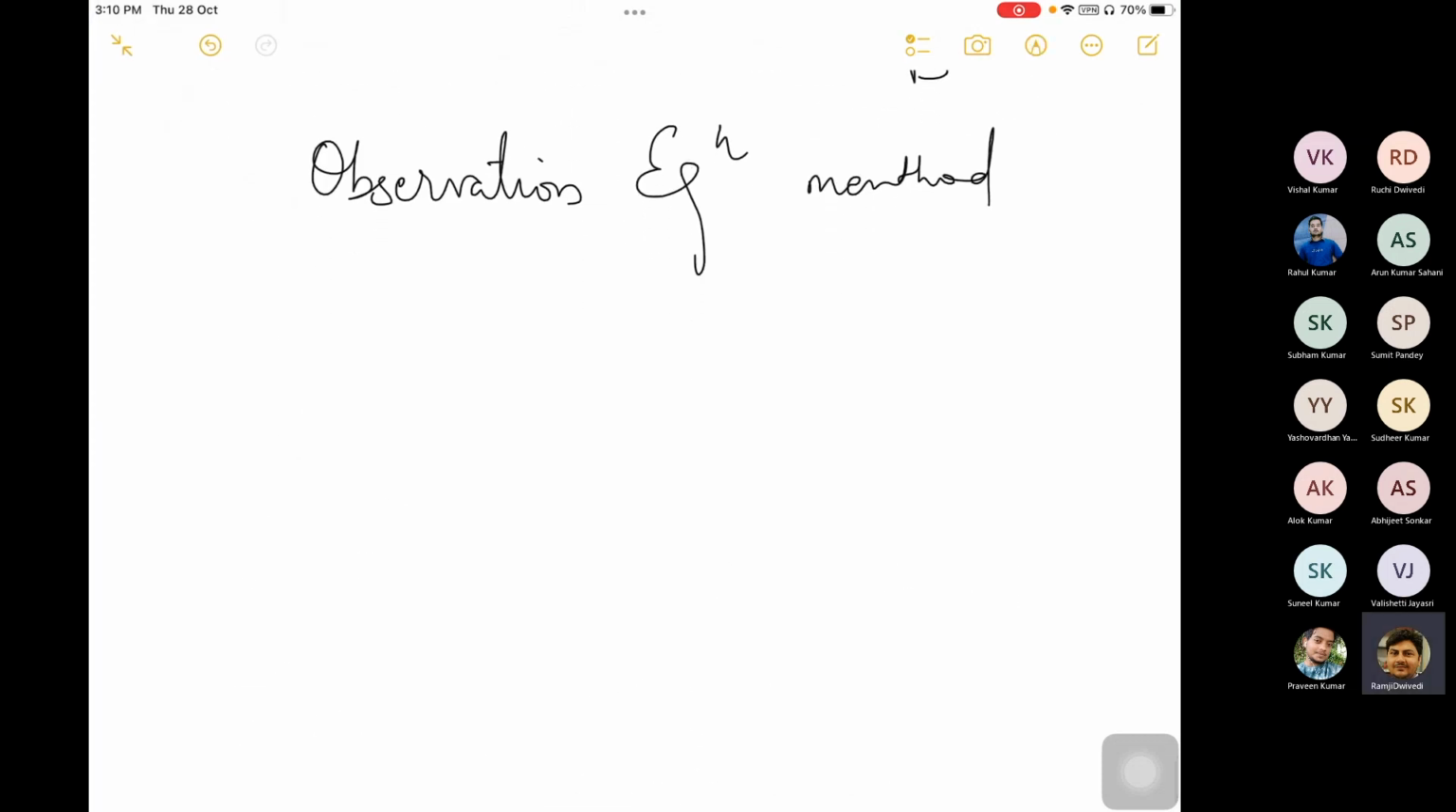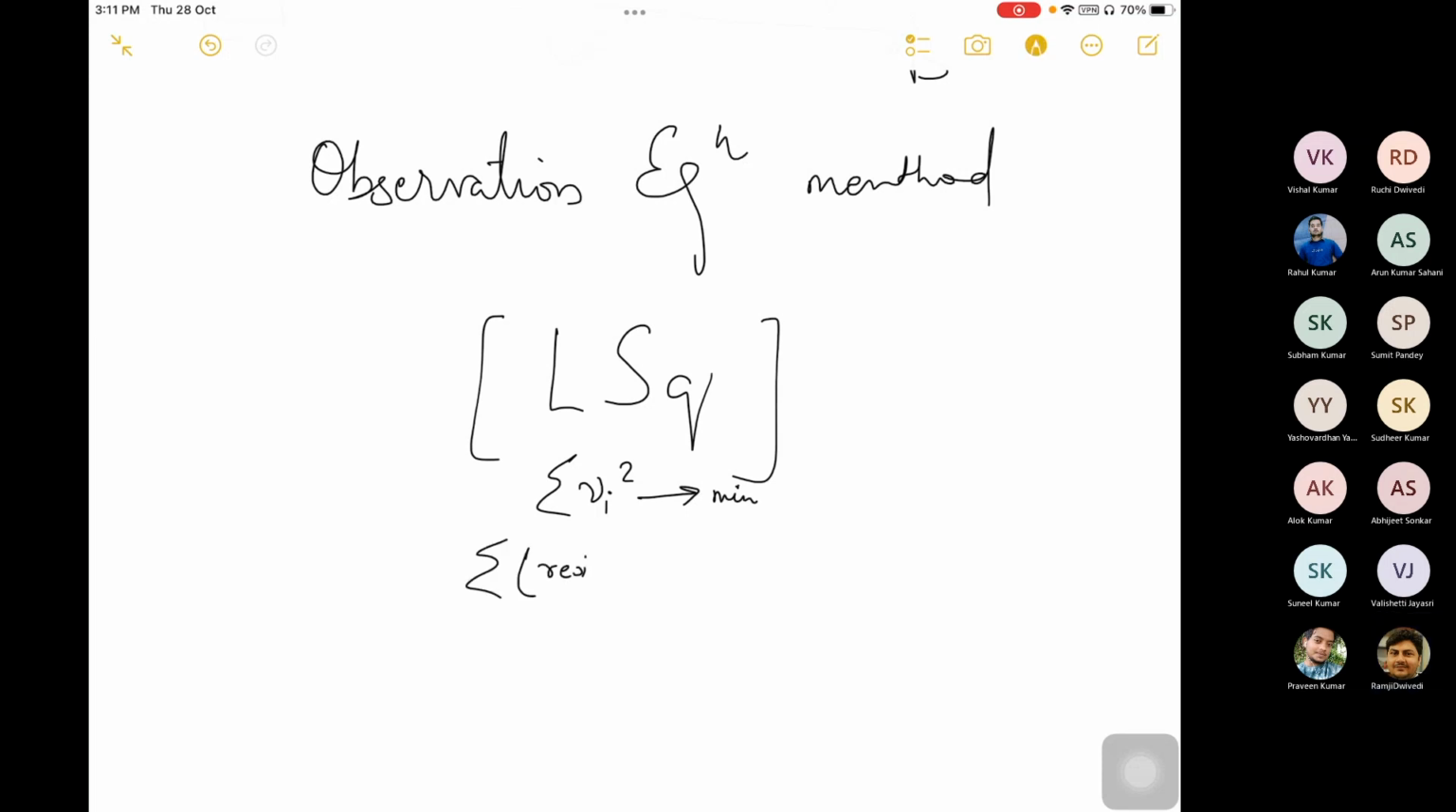So in the last class, we were discussing the adjustment methods. In principle, we were using a least square model, because we knew what the least square model does. It says that the sum of squares of the residuals has to be minimum. Please remember these are the residuals. So we are doing the summation of squares of the residuals to be minimum.